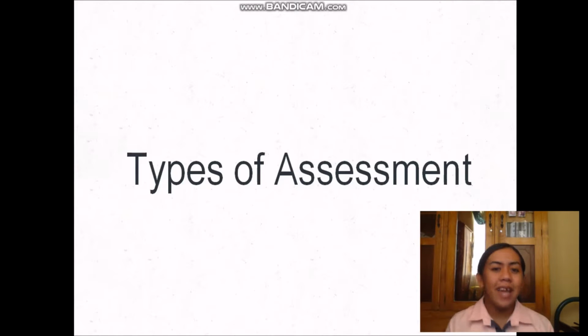So the first topic that I have best learned in this subject is the types of assessment. I believe that there are three types of assessment. These are the diagnostic assessment, the second one is the formative assessment, and lastly, the summative assessment. So now let's tackle the diagnostic assessment.